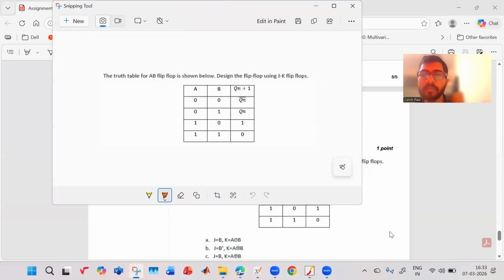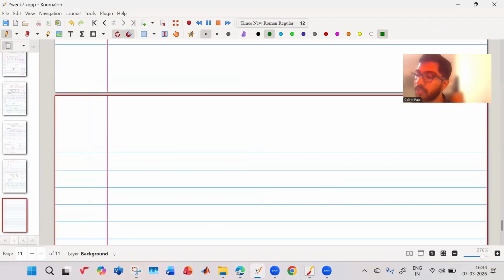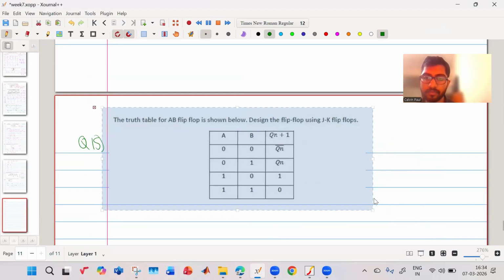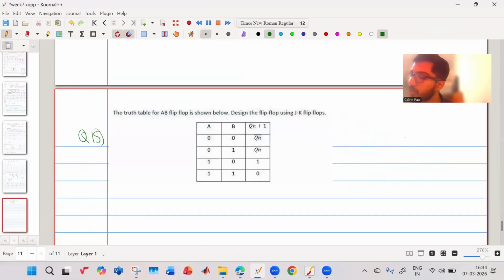This is an AB flip-flop. We have designed the XY flip-flop. Now we will design the AB flip-flop, and we have to find what will be the output. Okay. By now we should be very confident in how to handle this sort of question. So what is the Qn plus 1? It is equal to A bar and B bar and Qn bar plus A bar and B and Qn plus A and B bar, right?